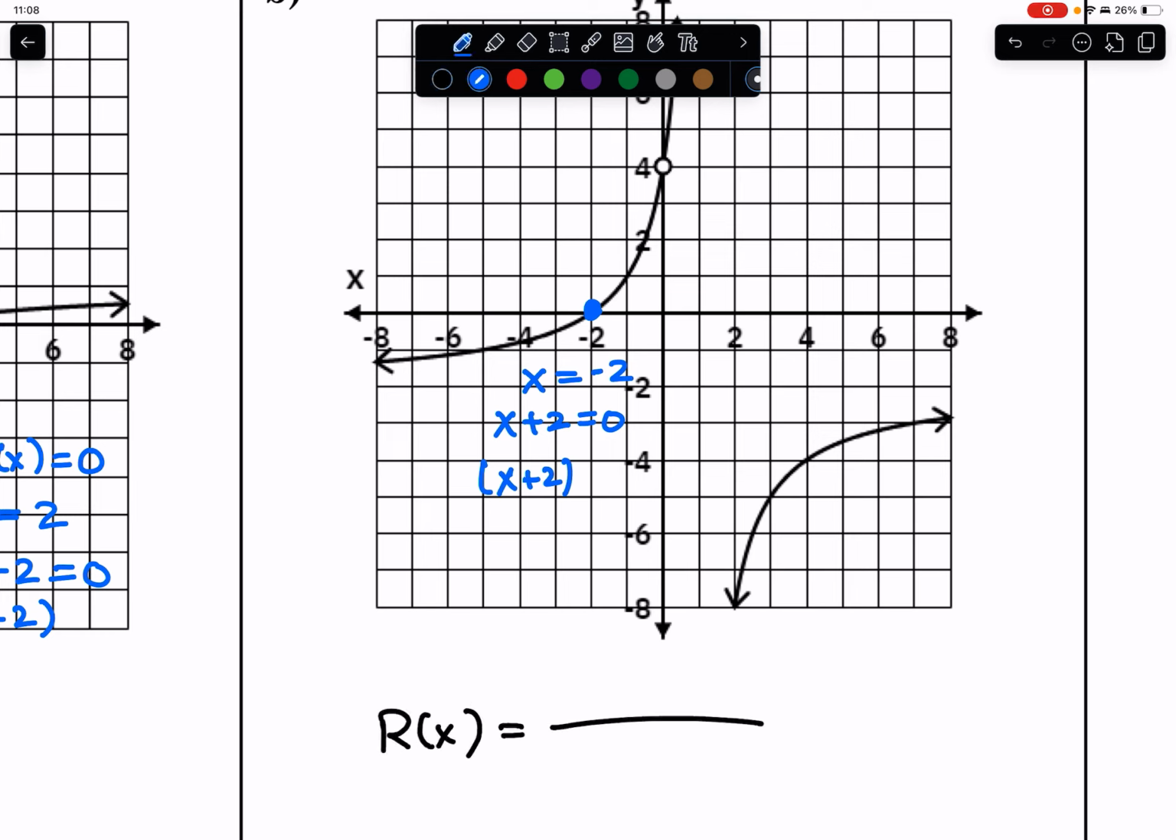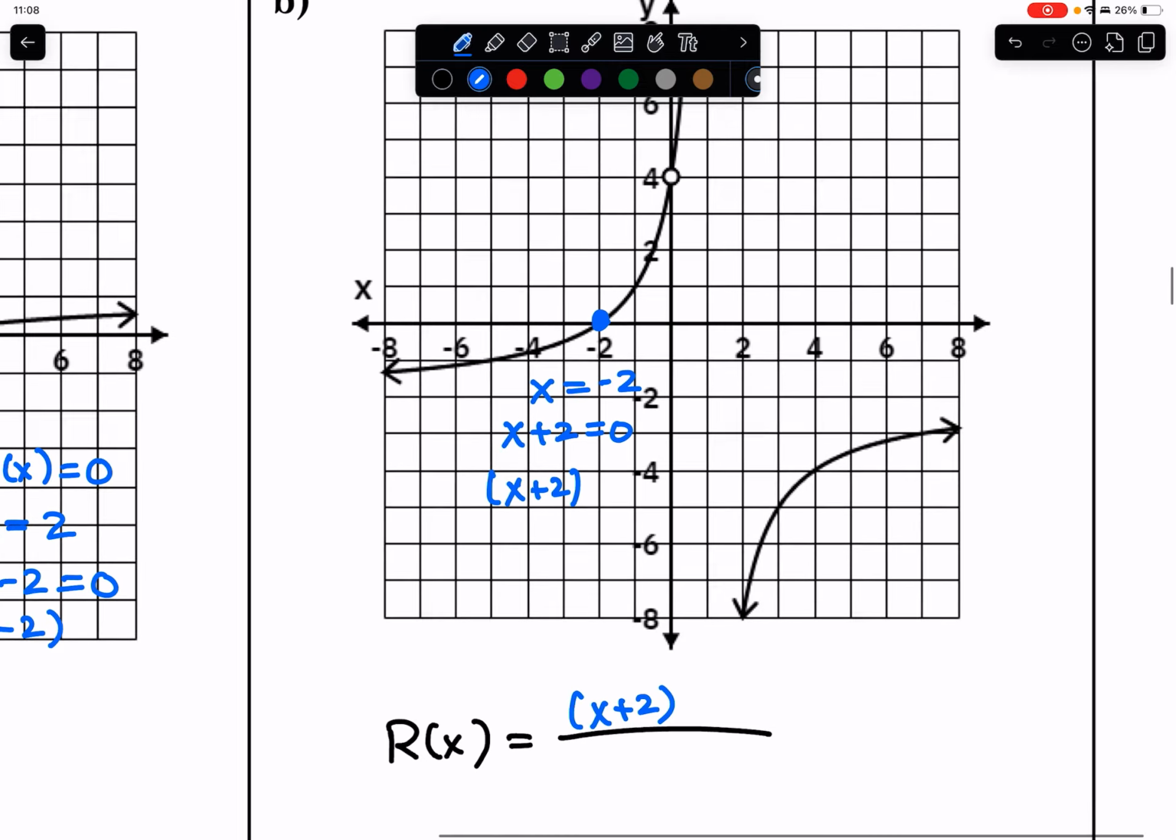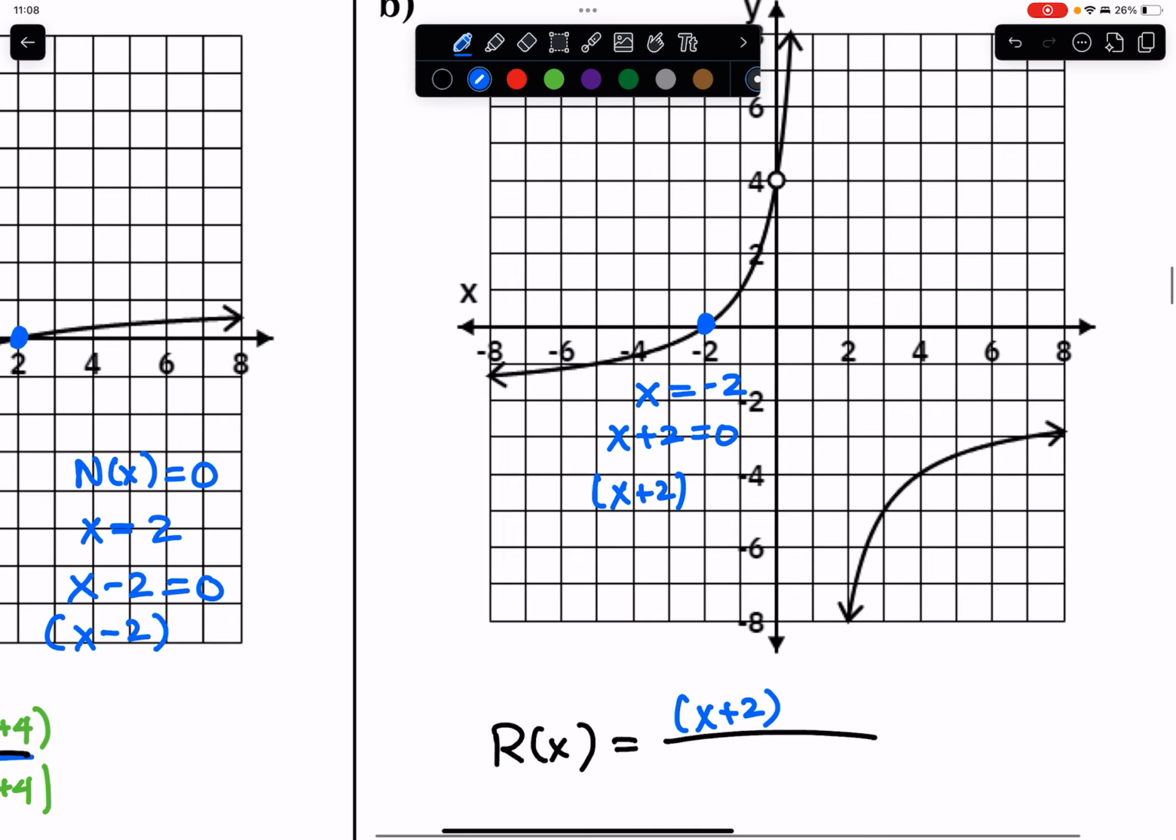So we would have an x plus 2 in the numerator to have an x-intercept at negative 2. Now our vertical asymptote occurs again when the denominator is equal to 0. So here's the vertical asymptote, which is at x equals positive 1. In order for x to equal 1, x would have to be subtracted by 1 and set equal to 0, which means that x minus 1 would be the factor that we would have in our denominator.